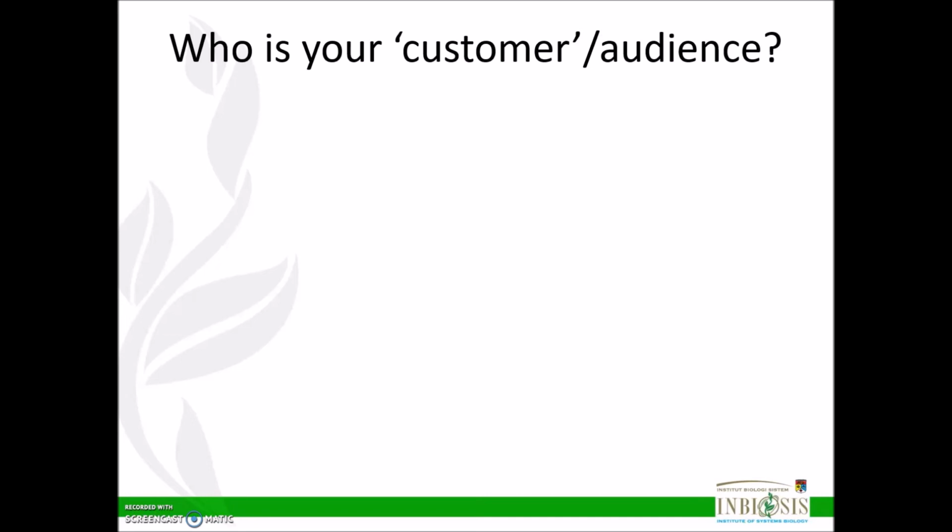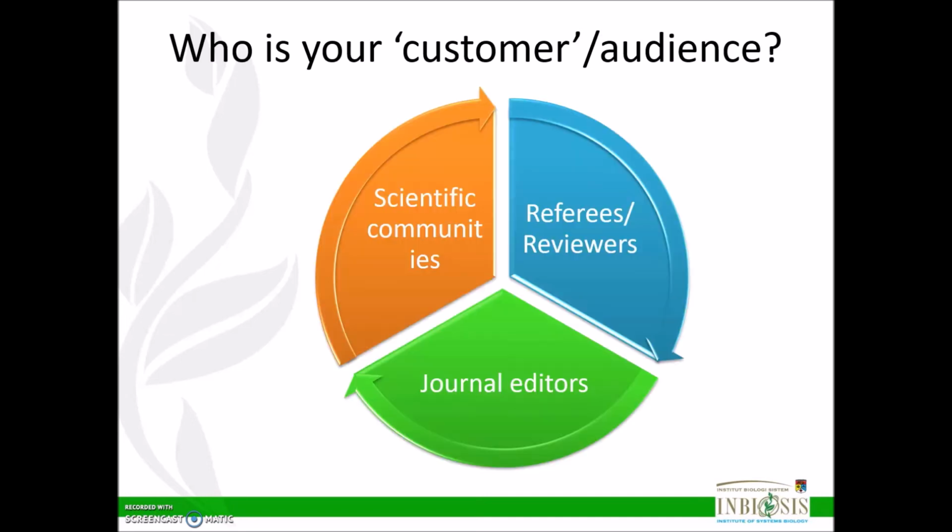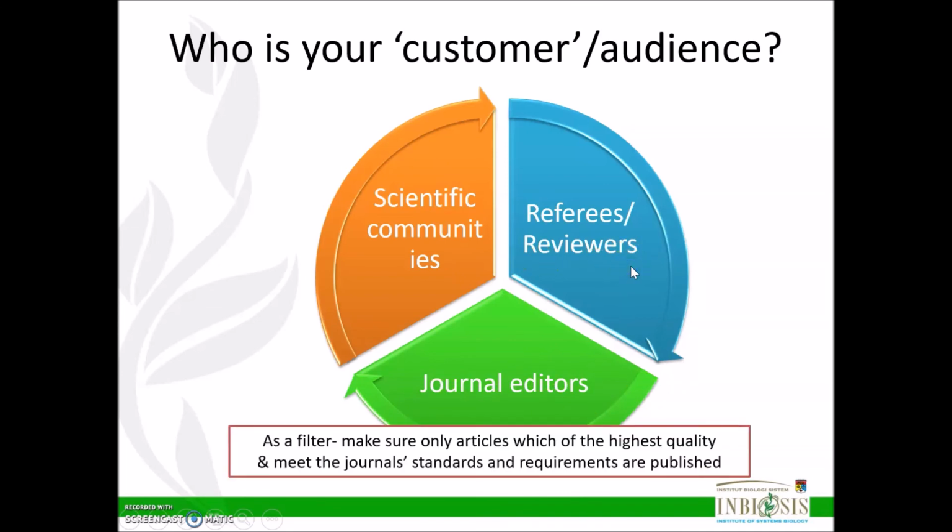we need to consider, when we write, who is our customer or audience or readers. There are actually three main customers or readers. First of all is the scientific community. People out there, researchers out there, want to know what is actually going on in our lab, and what are the findings that may interest them. There are also other readers in terms of journal editors, as well as referees and reviewers. They act as a filter to make sure that only articles of the highest quality that meet the journal standards and requirements are published. They are the gateway, and this is what we're going to discuss in the next several modules.